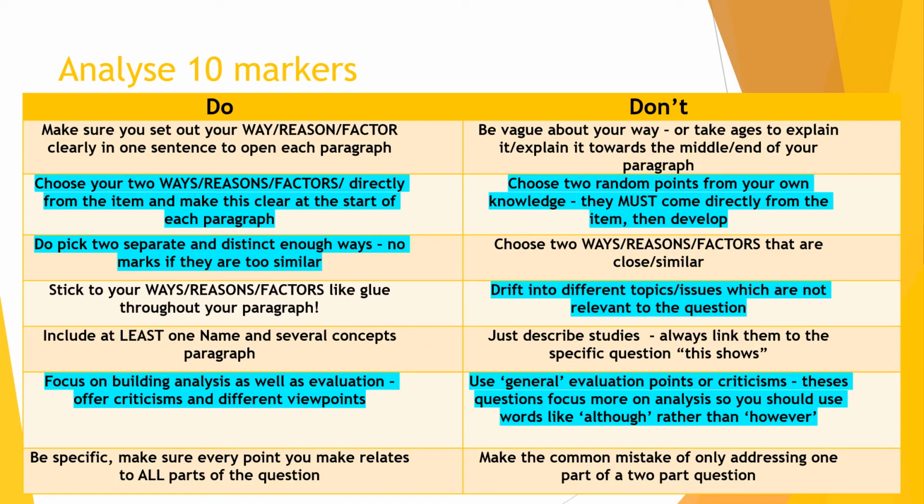For the analysed 10 markers, same kind of structure. Some do's and don'ts, some key things to flag up. So again, always be clear on the 2 reasons that you talk about, 2 separate and distinct points, particularly 2 separate and distinct points from the item if you can. Don't choose 2 random points from your own knowledge. They've got to come from the item. Don't drift into topics that aren't related to the question, aren't relevant, because again, it's that application. If you start drifting away from the question, you're not answering it.